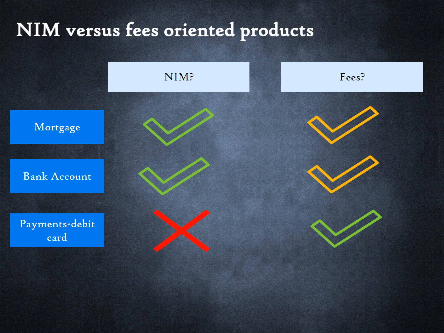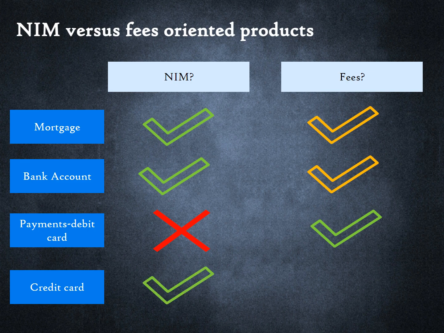Credit cards is a different story. NIM is earned on those credit card holders who revolve their outstanding balances, while fees income is earned on all transactors. As we now proceed to classify products into NIM versus fees orientation, this discussion illustrates that while we are making thematic generalizations, the distinction is not always black and white.